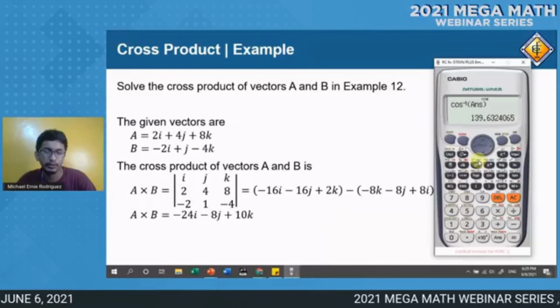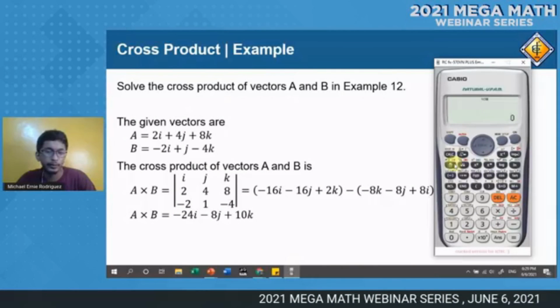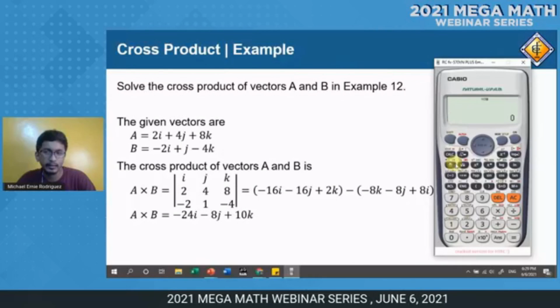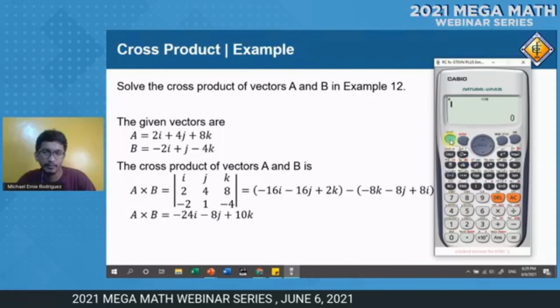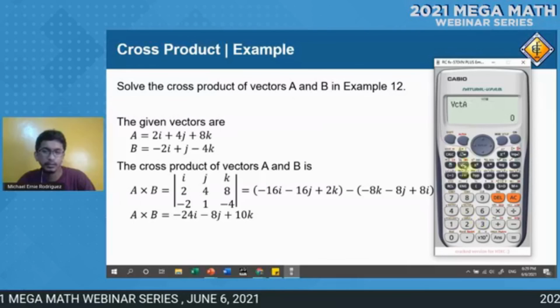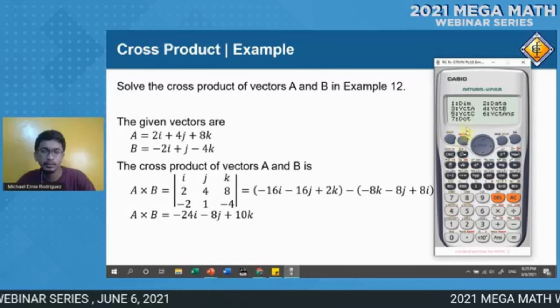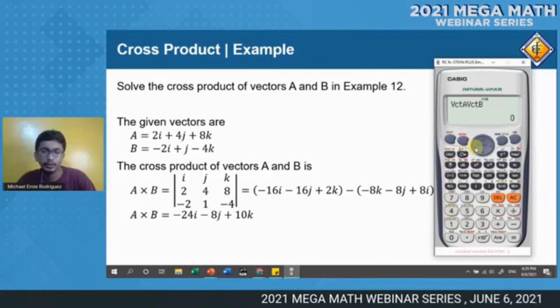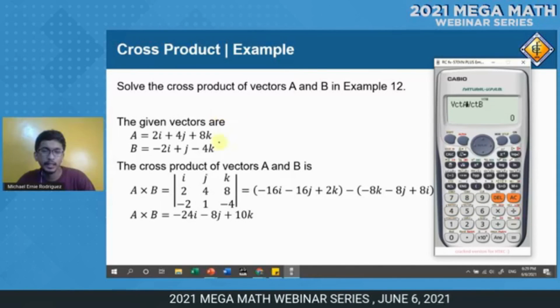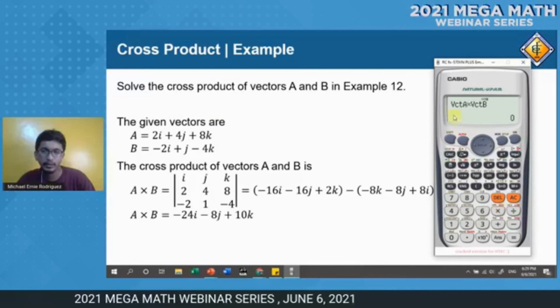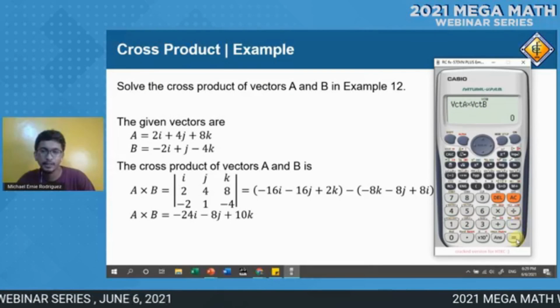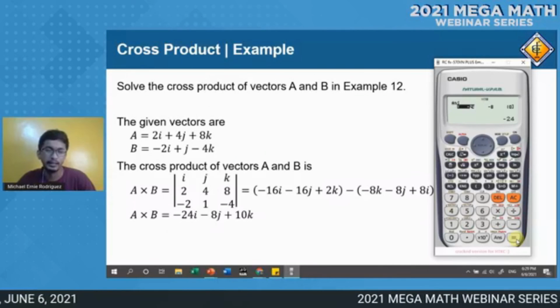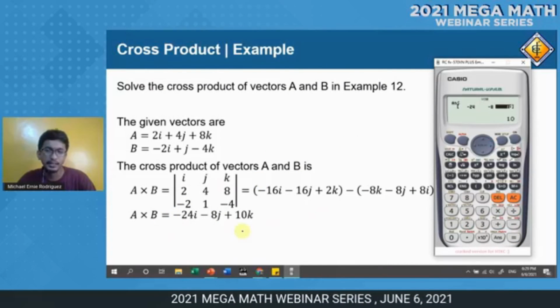We have already input vectors A and B. So for the cross product, we have vector 3. You won't see the cross product here, right? So I input vector B to get the cross product. It is just times: vector A times vector B. So our answer for this is negative 24i minus 8j plus 10k.